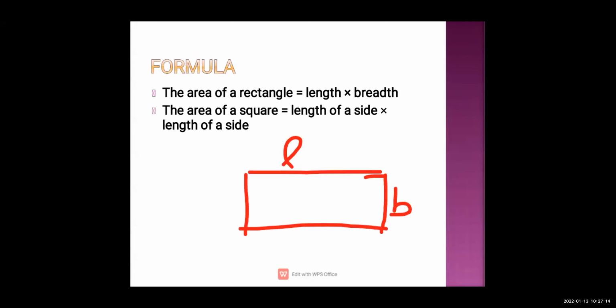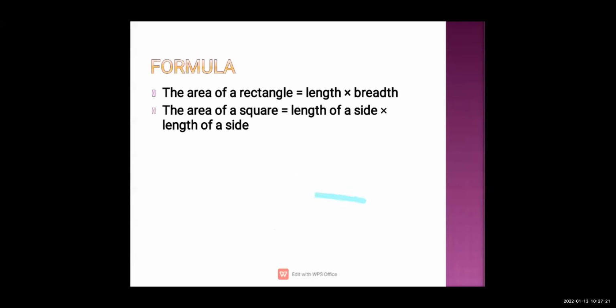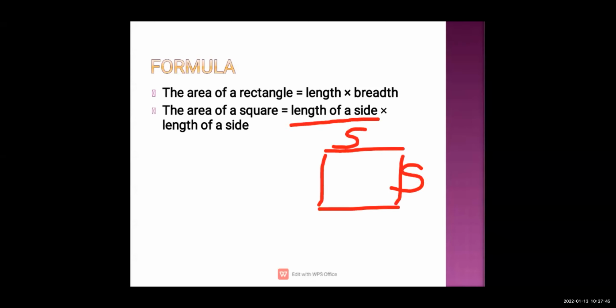Okay. Now next is the area of a square. What is the formula for the area of a square? That is side multiplied by side, or length of a side multiplied by length of a side. A square has all the sides the same. So when we are finding the area of a square, we multiply this side by this side, or we can write length of the side multiplied by length of the side.